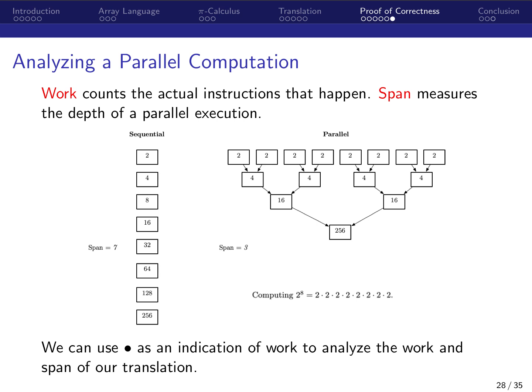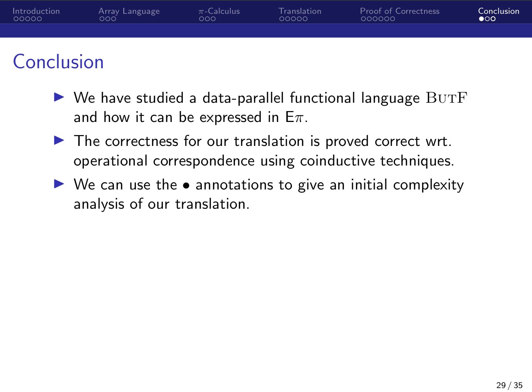So if we want to carry out such a complexity analysis, what would we view as an instruction? Well, we would view all the places that are marked by black dots, because those are the actual instructions, the important steps. So one can do that, and we have more details about that in the paper. Let me finish off by saying what we found out. Well, what we did was we studied BUTF, a non-trivial subset of the Futhark language, showed that you can express it in ePi. The translation that we've come up with is correct. We proved that using a co-inductive technique that looks a bit like bisimulation. And we can actually, as it turns out, study the complexity of our translation using the annotations that we have.